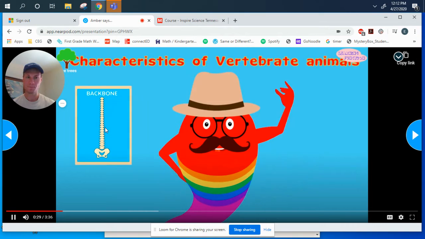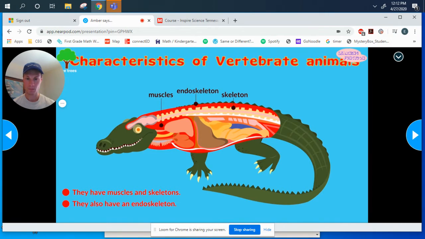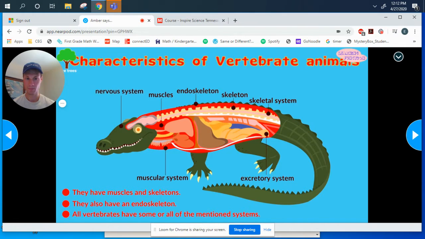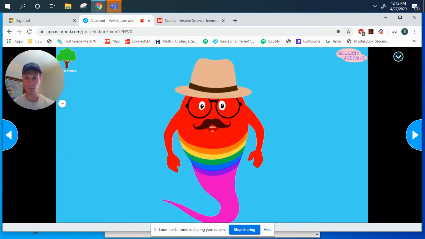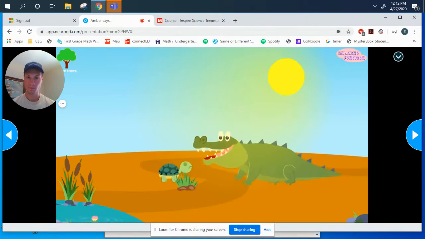Characteristics of vertebrate animals include they have muscles and skeletons. They also have an endoskeleton. All vertebrates have some or all of these systems: skeletal system, muscular system, excretory system, nervous system, and immune system. Whoa! Let's see some of the vertebrate animals.